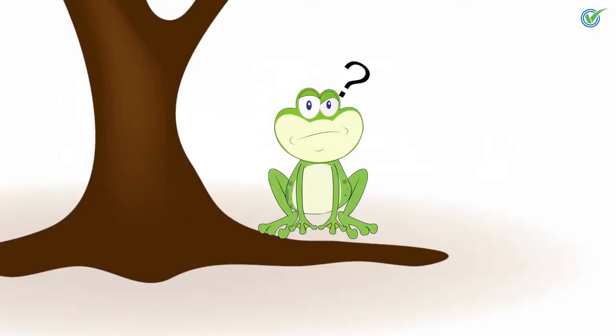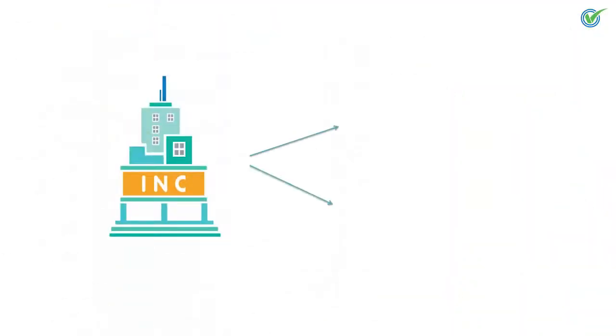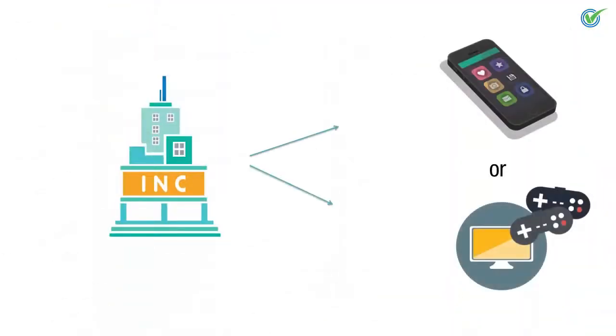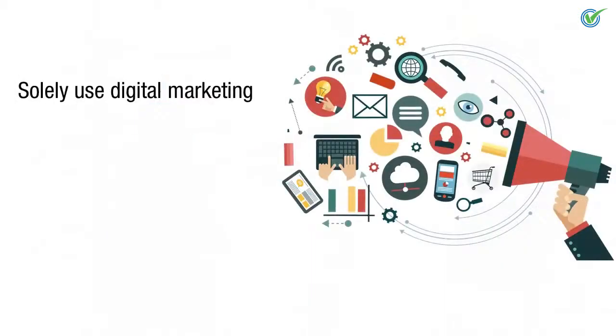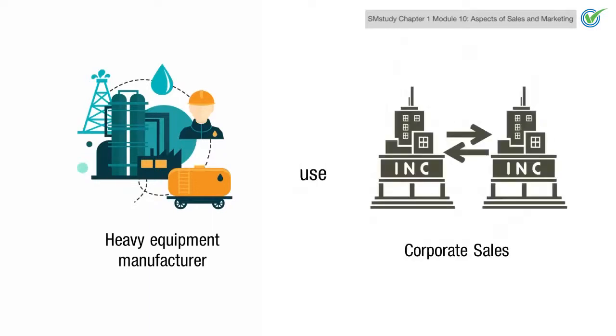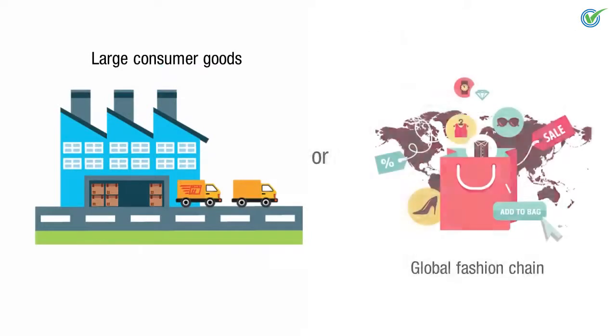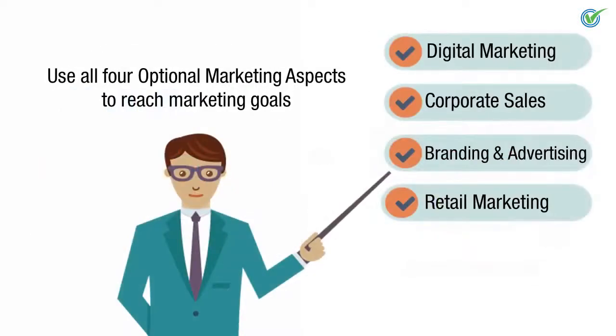Can you think of an example for this concept? A small company creating phone applications or online games may decide to solely use digital marketing. Another company manufacturing heavy equipment may use only corporate sales, and a large consumer goods company or global fashion chain may decide to use all 4 optional marketing aspects to reach its marketing goals.